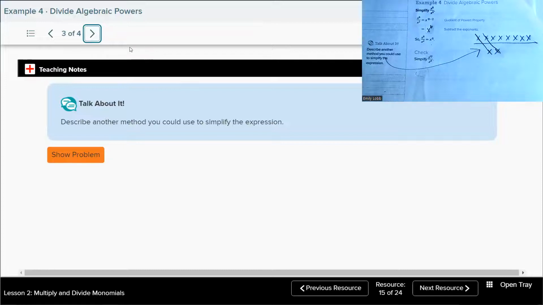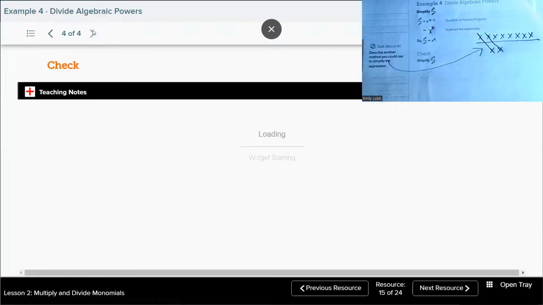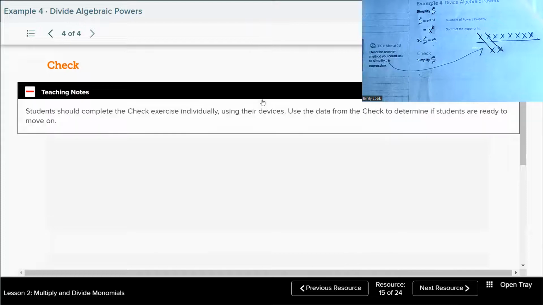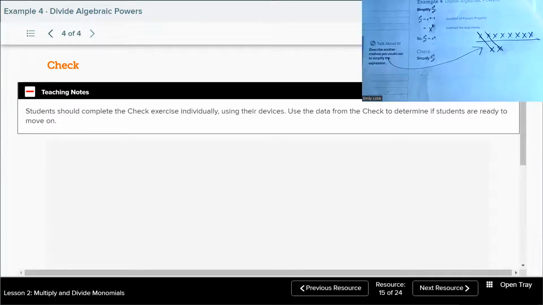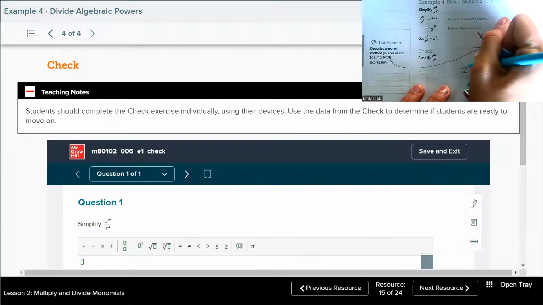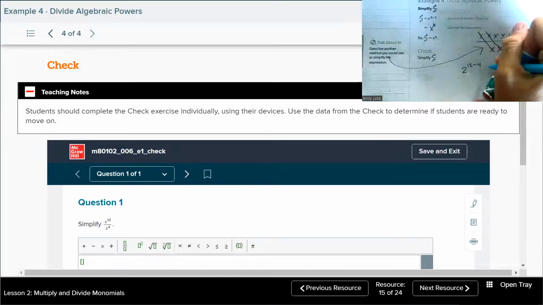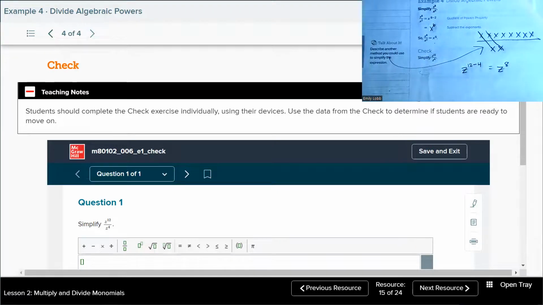We are simplifying z to the 12th divided by z to the 4th. Our quotient of powers rule says we can do what? We can simply subtract the top exponent minus the bottom exponent. That's what your quotient of powers rule says. So what does it equal? Z to the 8. I like to put a line through my Z, otherwise sometimes it starts to look like my 2. Because I don't do crazy curly 2s like some of you.